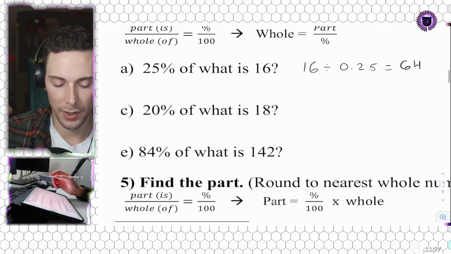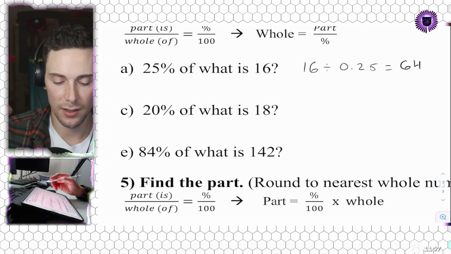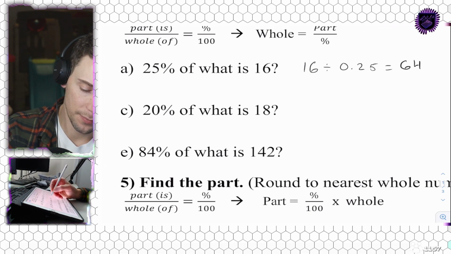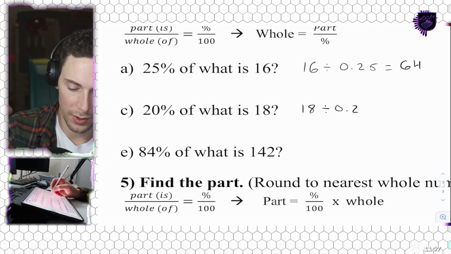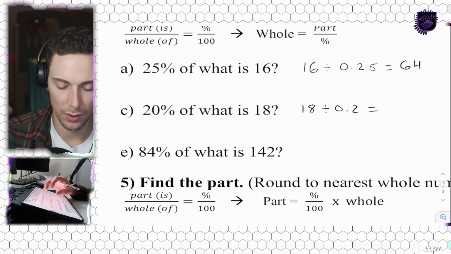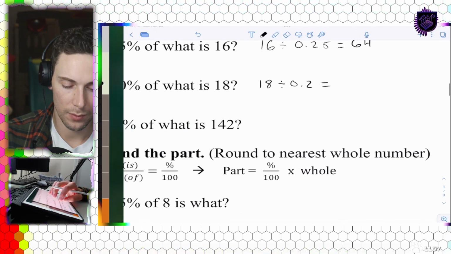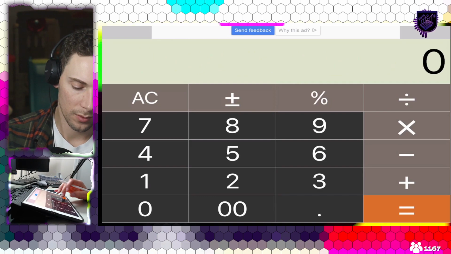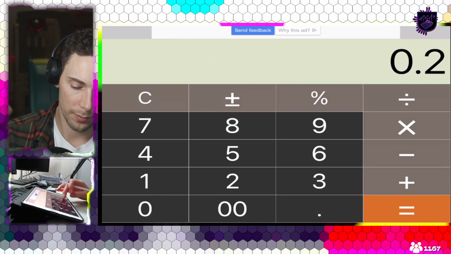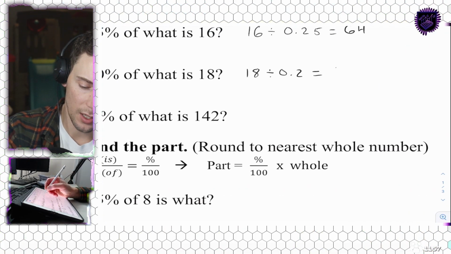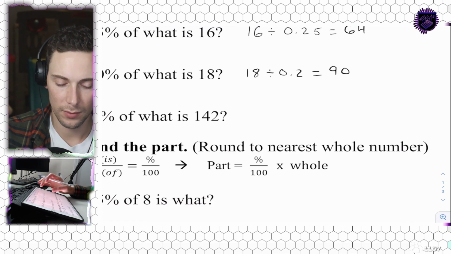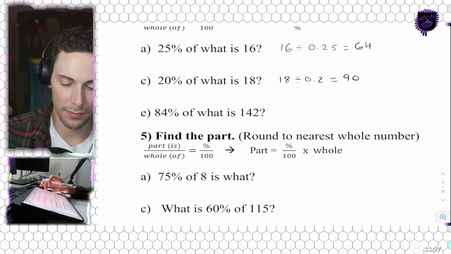20% of what is 18. So again, go 18 divided by 0.2 is equal to the whole. So 18 divided by 0.2 is 90. Our total is 90. That's our whole. 20% of 90 is 18.